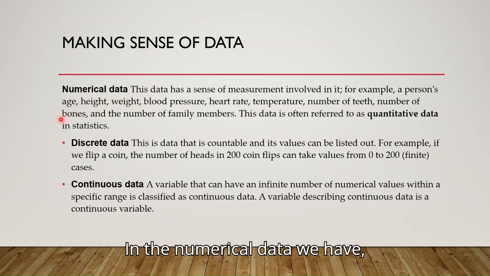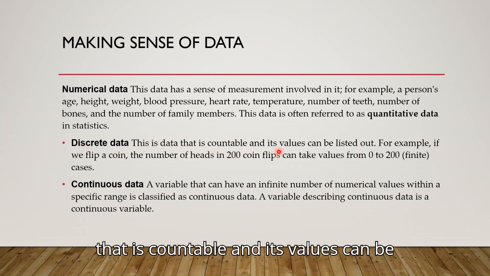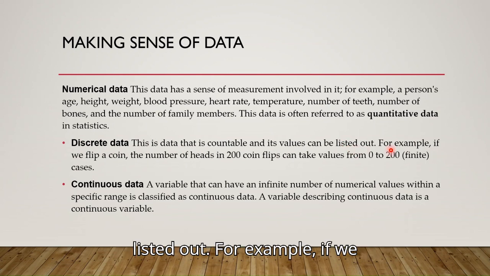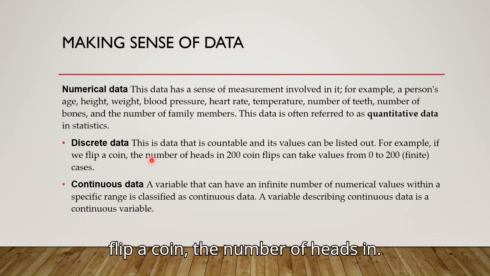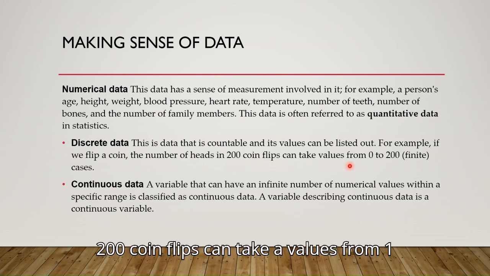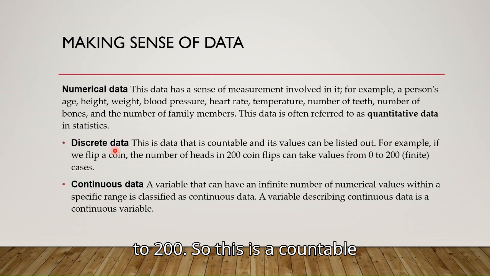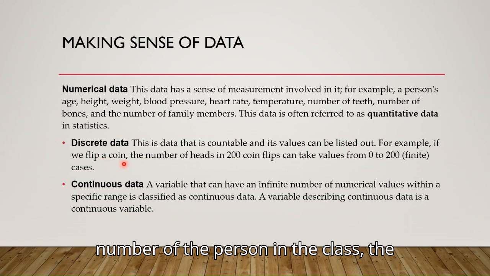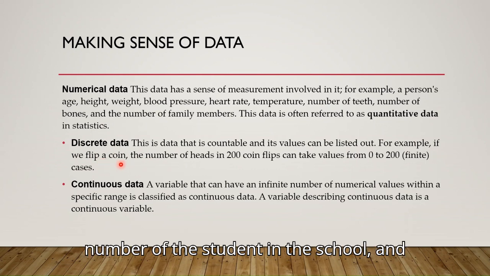In numerical data, we can also classify into two kinds of type. First is discrete data. This is data that is countable and its values can be listed out. For example, if we flip a coin, the number of heads in 200 coin flips can take values from 1 to 200. So this is a countable type of data. For example, the number of persons in a class, the number of students in a school.